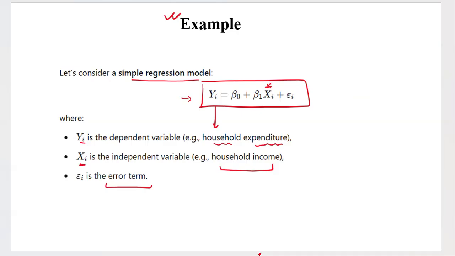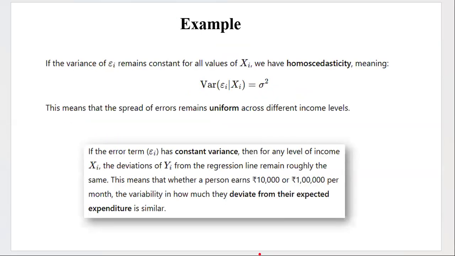Now, what will happen in the homoscedasticity context and the heteroscedasticity context? Let us see. First, we have the homoscedasticity. In homoscedasticity, this is the mathematical derivation. But what this actually means is that suppose a person earns 10,000 rupees a month. This is the income of the household. Whether a person earns 10,000 rupees a month or a person earns 1 lakh rupees a month, what happens? The variability in how much the expenditure deviates from the expected expenditure will be similar.